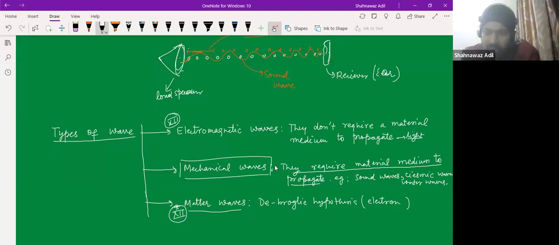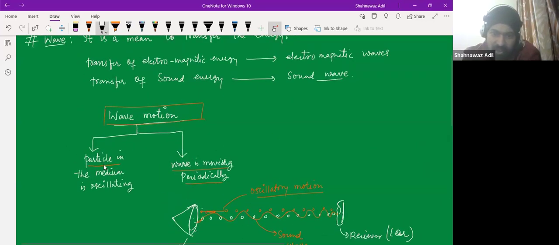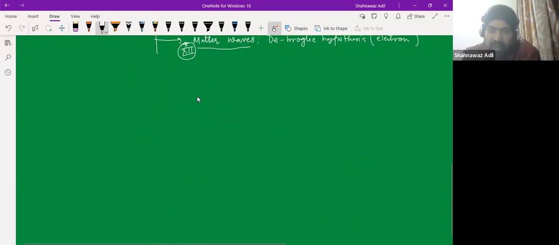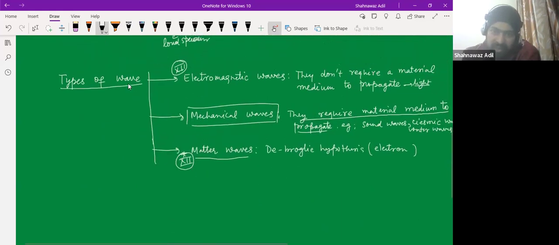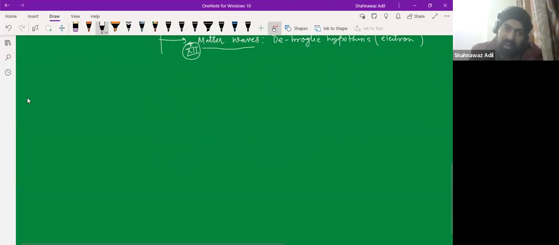Okay, so we know that mechanical waves require a material medium to propagate. So we will have two things. One would be the particle motion, oscillatory motion, and then the wave which is moving periodically. Okay, so now we have talked about the kinds of wave. Now, what kinds of wave motion do we have?